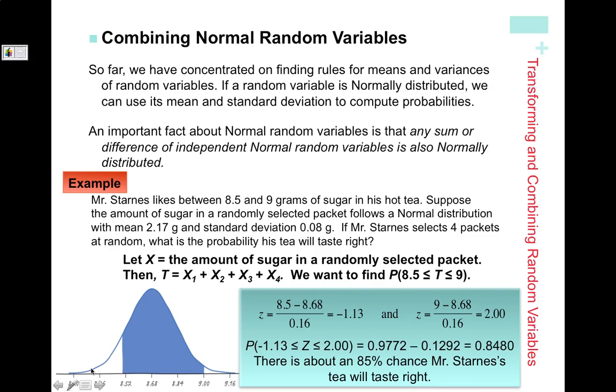Let's go. So we have this bell curve. We're looking for the area in between here and here, 8.5 and 9. We find the z-scores. We can use our table to find these probabilities, or we can use our graphing calculator to find this probability, but we find that there's an 85% chance that this guy's tea will taste right and he will not have to send it back to the kitchen.